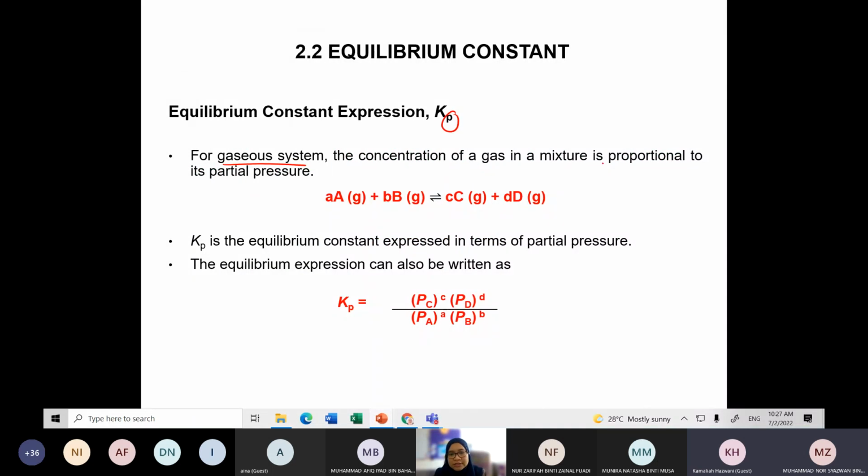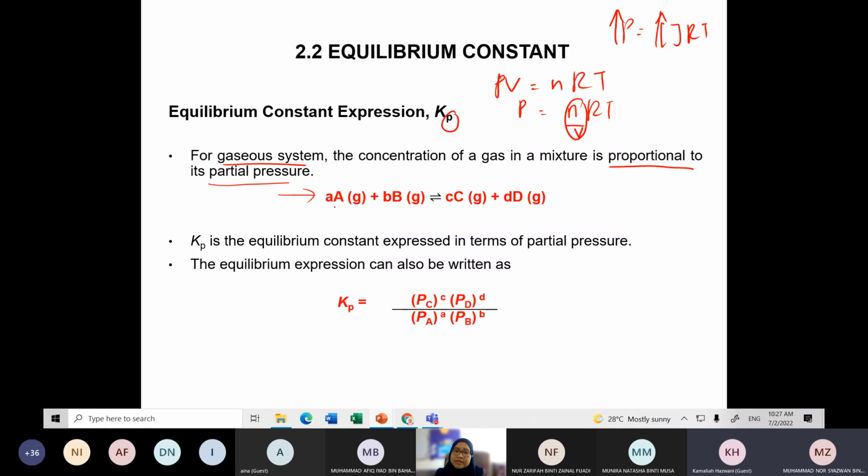The concentration of a gas in a mixture is proportional to its partial pressure. Remember PV and RT last time? It is directly proportional. When we rearrange, P equals nRT over V, and we know that n over V is equal to the concentration, the molarity. So P equals concentration times RT. When P increases, concentration also increases and vice versa. So that is what is meant by being proportional to its partial pressure.